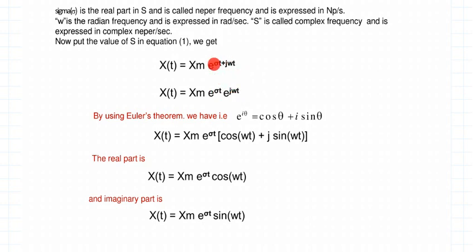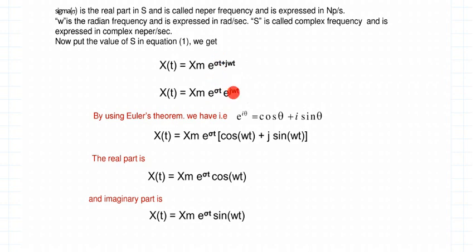Why have I separated them? So that I can identify the real part and the imaginary part of x(t). That's the reason we call it complex: there is a j term involved. If a complex term is involved, we know it will have a real part and an imaginary part. To separate the real and imaginary parts, I have separated e raised to (sigma plus j omega) t as the product of e raised to sigma t and e raised to j omega t.